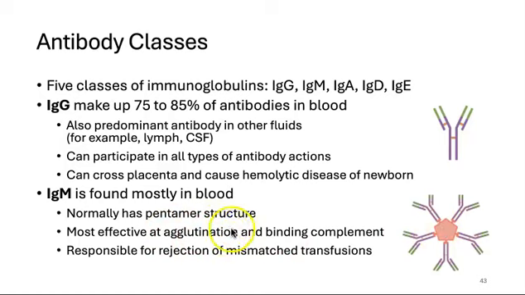So agglutination, remember we talked a little bit about this when we talked about blood typing, and if you give the wrong blood type, essentially these antibodies will clump together. They'll take the antigens of the red blood cells and clump them together and glue them, right? There's glue in there. And then the complement proteins are going to help mark the area for destruction as well. And we get into that a little bit later. And so they're going to be responsible for the rejection of mismatched transfusions.